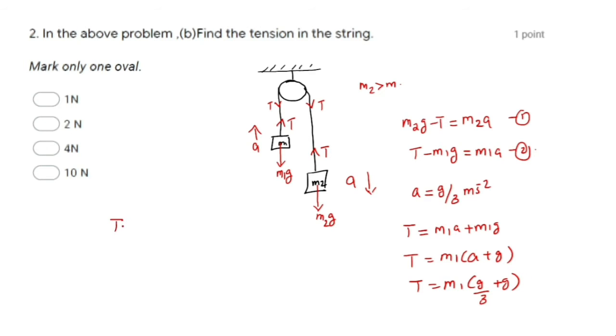That is, tension T is equal to, what is M1 here? M1 is equal to 300 gram. We should convert into kilogram, the SI unit, so we can write 0.3 kilogram into (g by 3 plus g), that is equal to 0.3 into 4g divided by 3. If you substitute this, you will get the answer equal to 4 Newton. So the tension acting here is equal to 4 Newton. So option C is the correct answer.